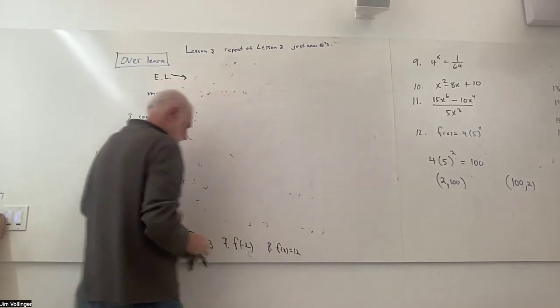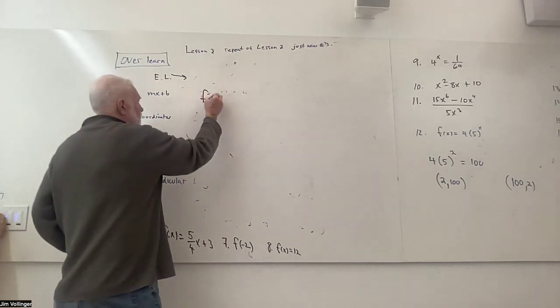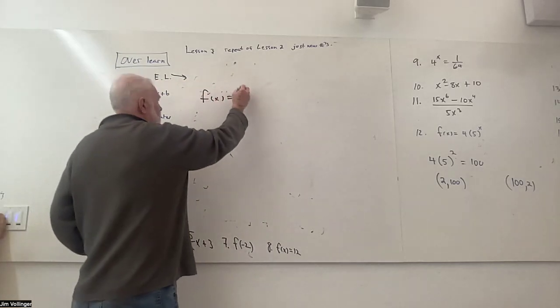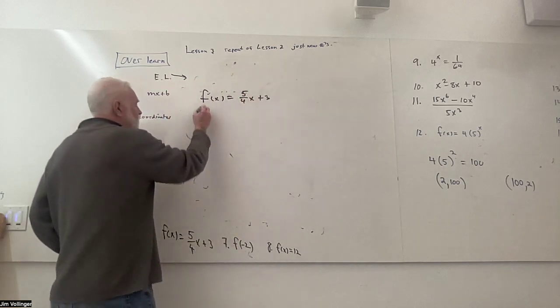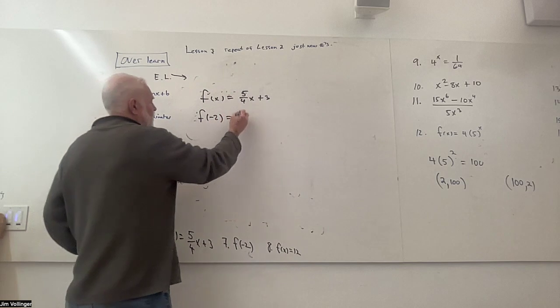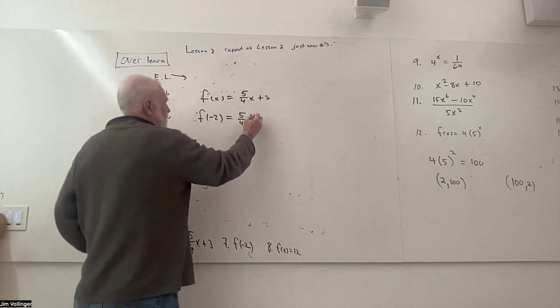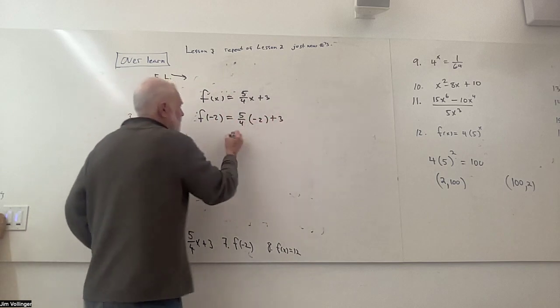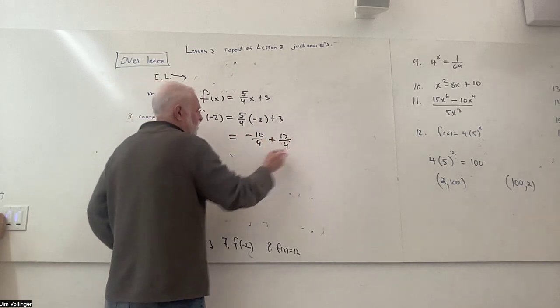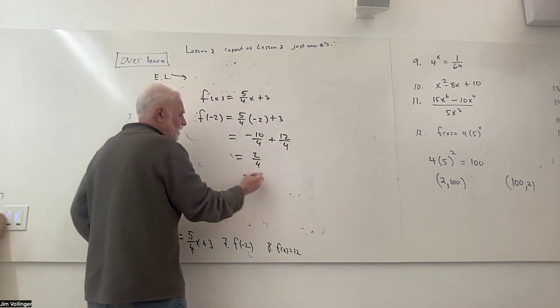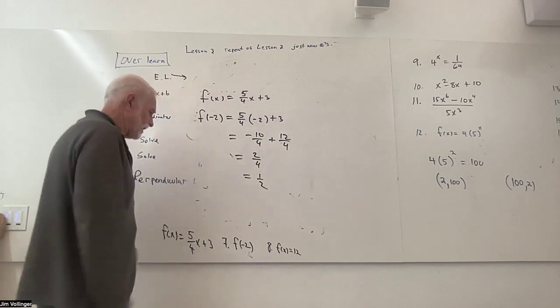All right. So now I got a function. F of x equals 5/4 x plus 3. And I want to find f of minus 2. F of minus 2 means just plug it in, the input. And that's equal to minus 10 over 4. I could reduce it, but I'm just going to go 12 over 4. That's 2 over 4. That's a half, because then I didn't have to use my brain.